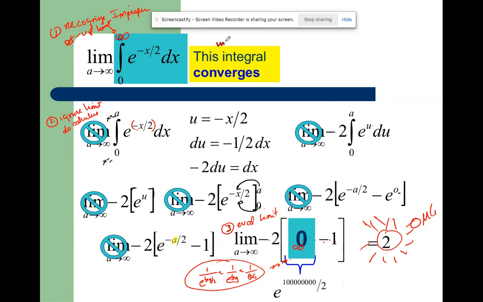This improper integral converges, which means the infinite sum under this function stays in the house.